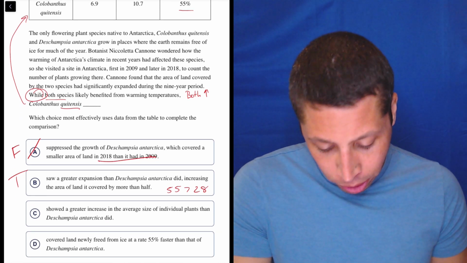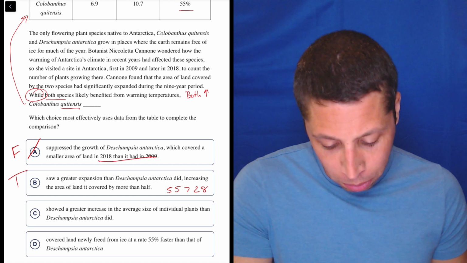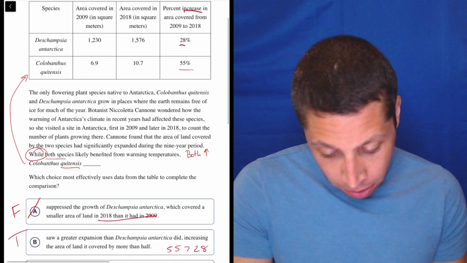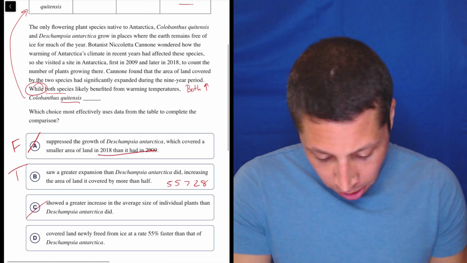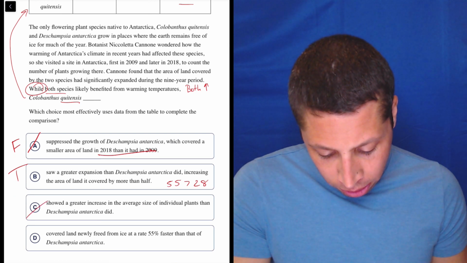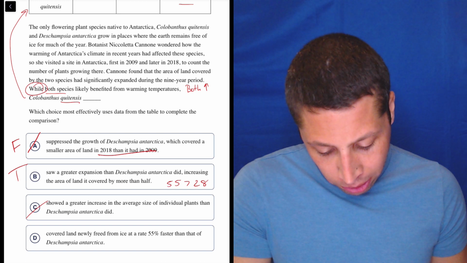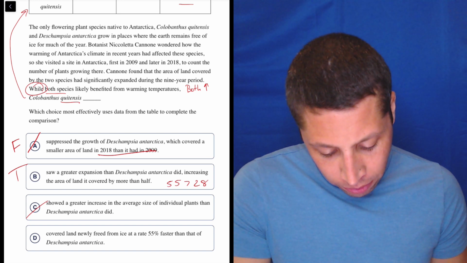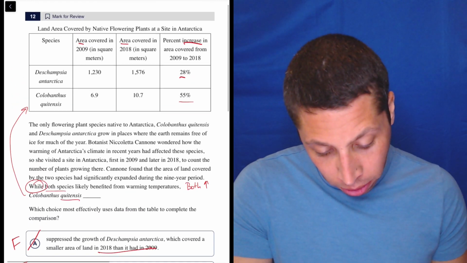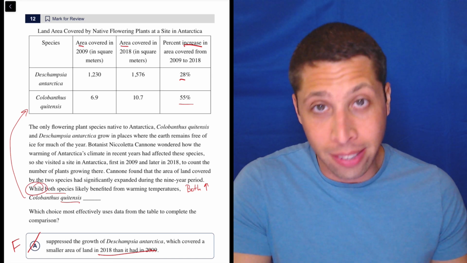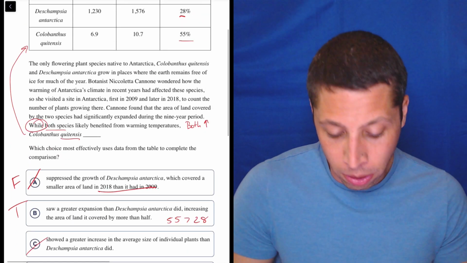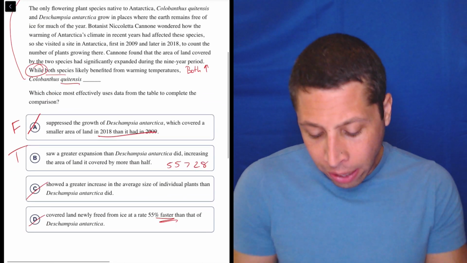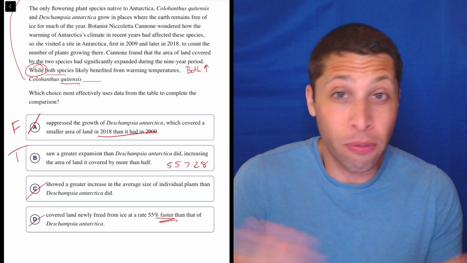The quitensis showed a greater increase in the average size of individual plants. Did they even talk about that? This is area covered. How big are the plants? I don't know. I don't care. D, covered land newly free from ice at a rate 55% faster? No. This is about the area itself, not about the percent, like how fast it happened, right? So I don't even know if I would consider C and D false.